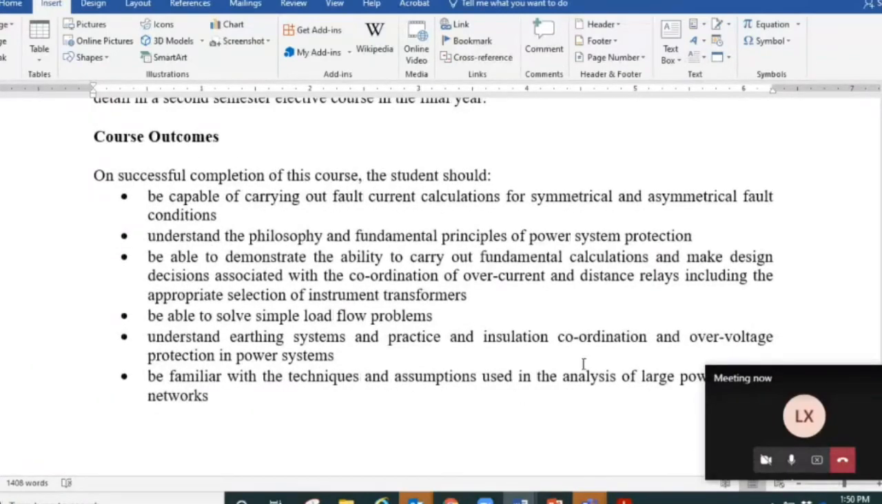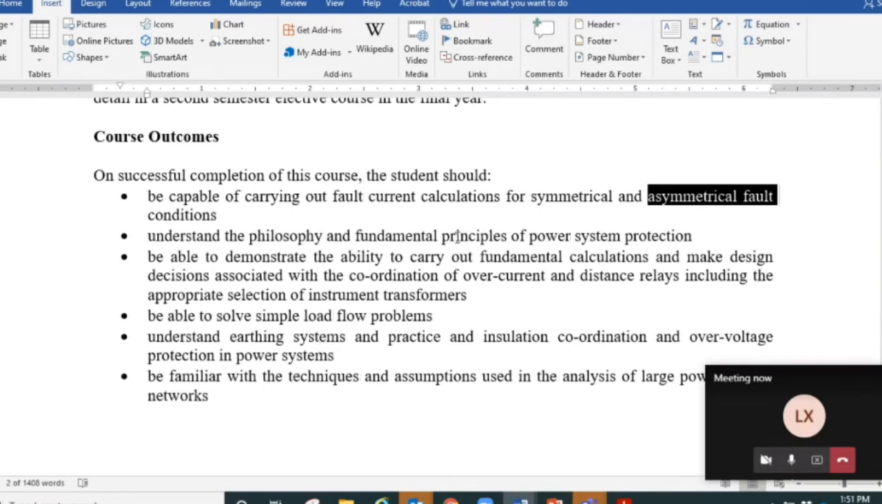When we complete this module, we will be able to carry out fault current calculation for symmetrical as well as asymmetrical faults. But again, we will not be able to cover everything in terms of asymmetrical fault calculation, because inside single line to ground fault, there are types of faults that are very difficult to cover. If you write a book only on asymmetrical fault analysis, it will be 600 pages or so. So we cannot cover everything here, but we'll make sure that we learn the important ones.